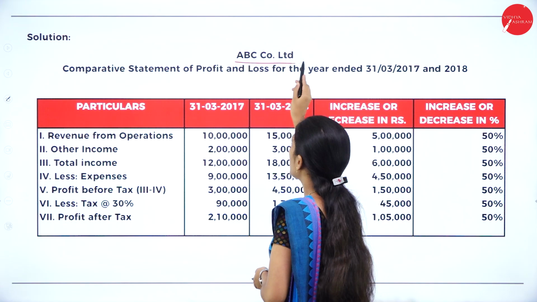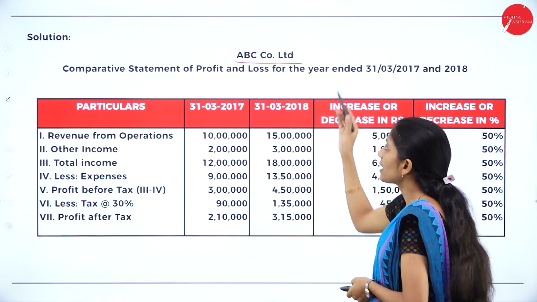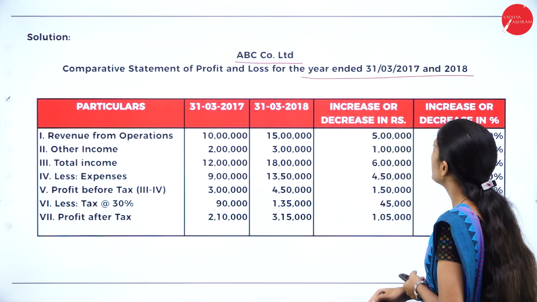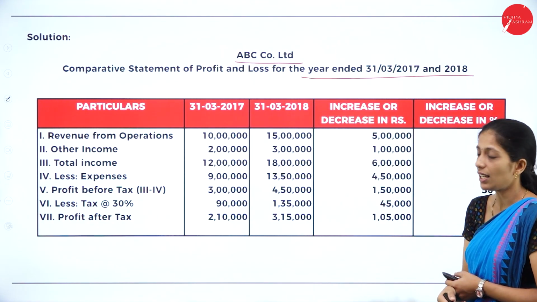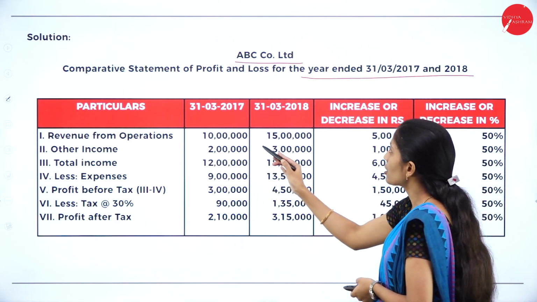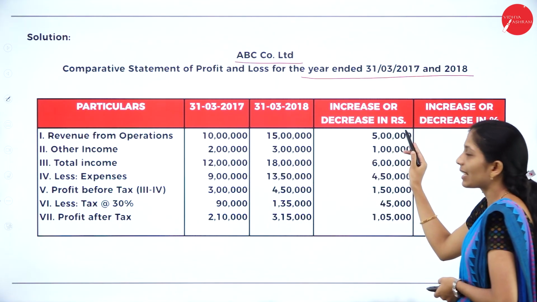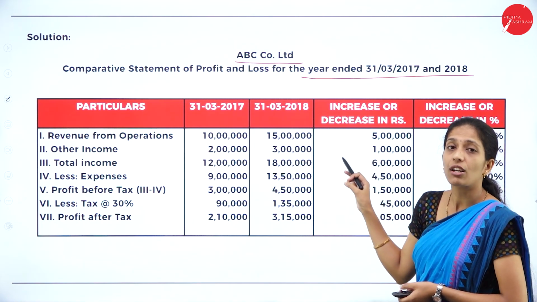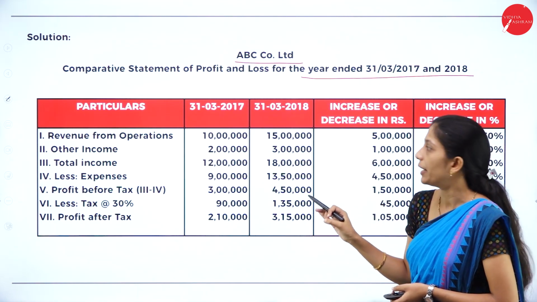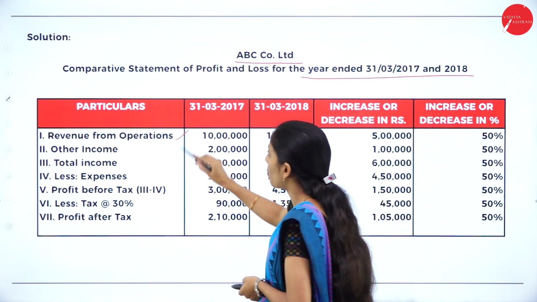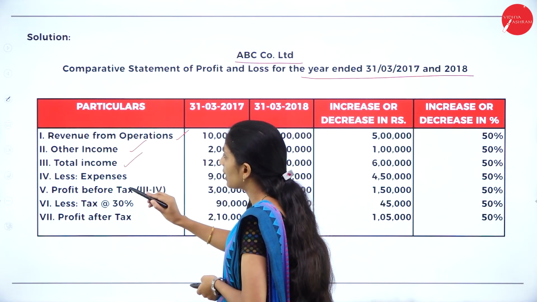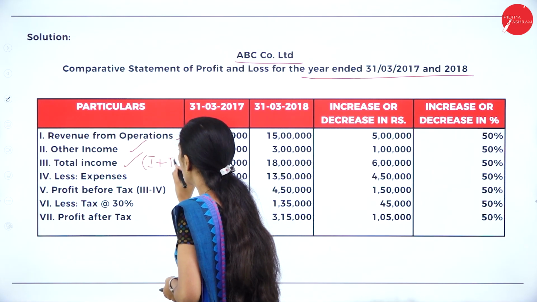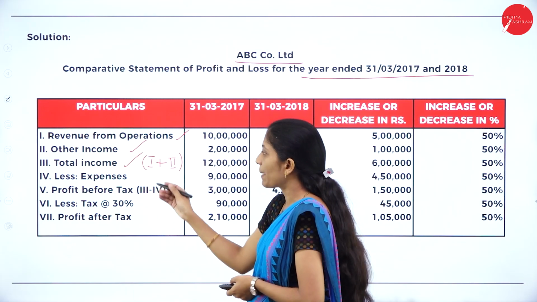So put an imaginary heading for that, ABC Company Limited, comparative statement of profit and loss for the year ending 31st March 2017 and 18. Okay, so particulars, amount column, increase or decrease in rupees, increase or decrease in percentage. So this is a format of comparative P&L account. First is revenue from operations, other income, then you'll get total income, that is by adding 1 plus 2 will get total income, less expenses.